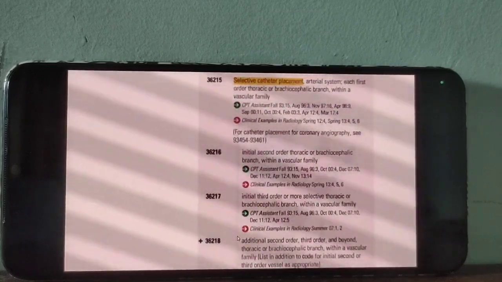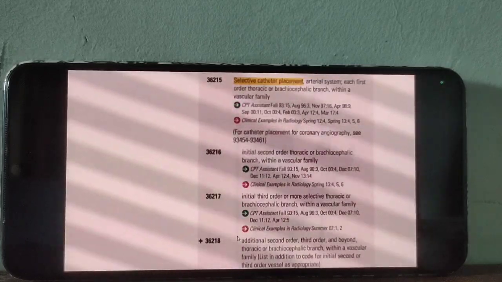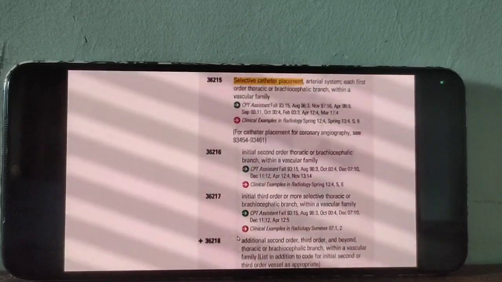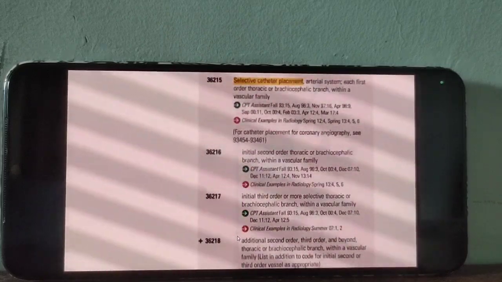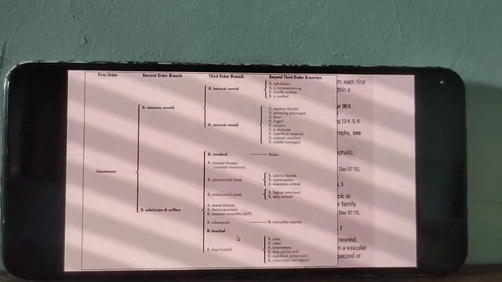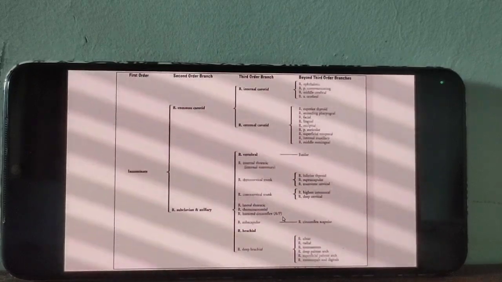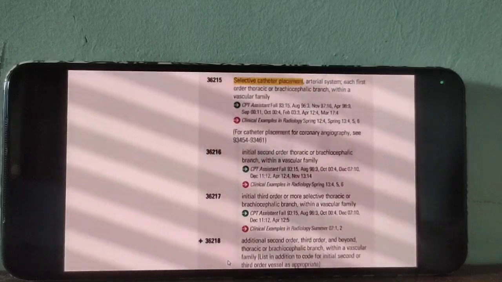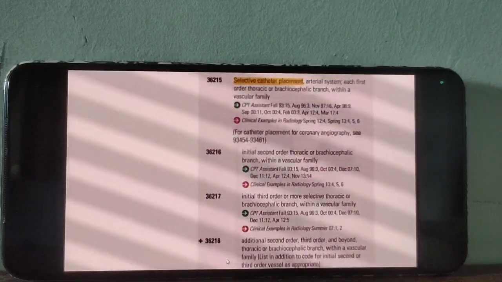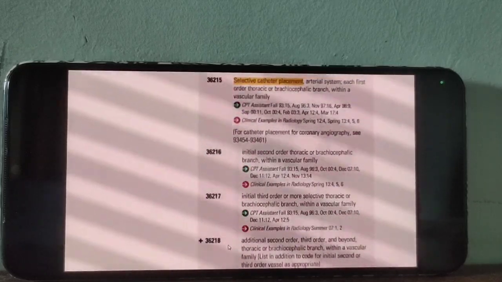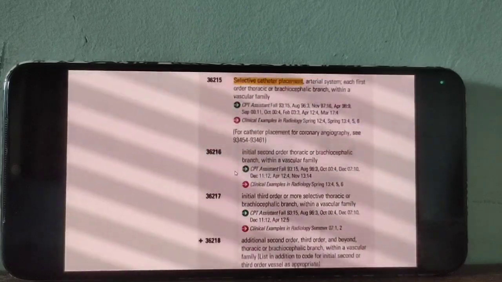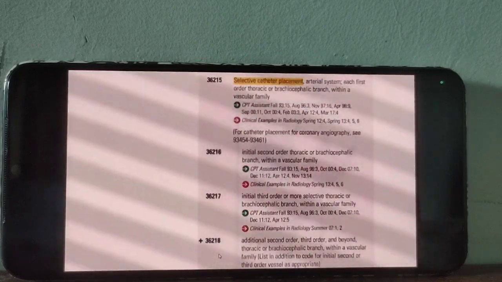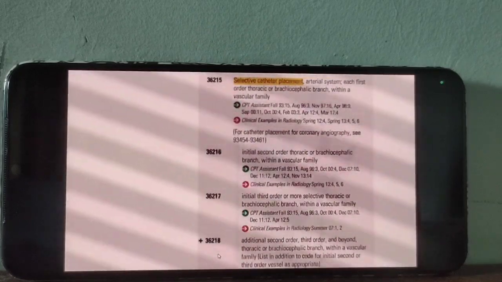Did you understand, guys? Yes, ma'am. For each additional third order, second order, and beyond the third order, we have to report the add-on code 36218. For a single termination, we report the corresponding primary code. For each additional, you go for 36218.